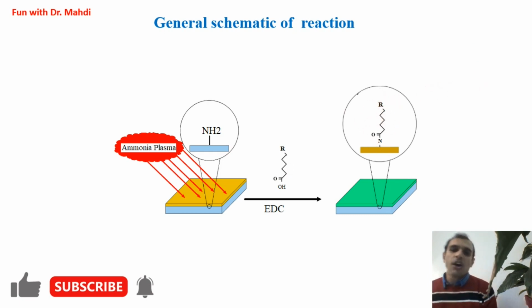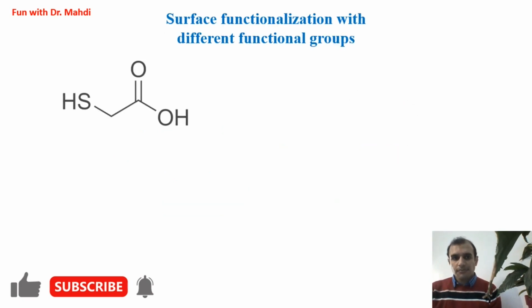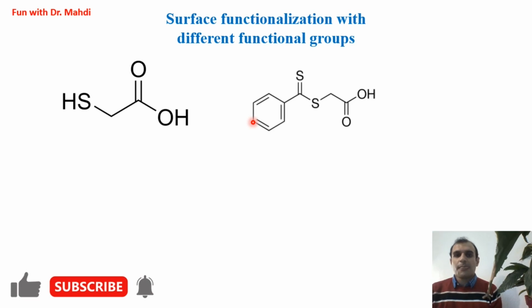Again, the R can be different functional groups. For example, R can be thiol. After this reaction between carboxylic acid group and amine on the surface, we will have thiol on the surface. We will have thiol terminated surface. Sometimes we need to have benzene on the surface. Again, after doing this reaction, EDC coupling reaction, we will have benzene on the surface.